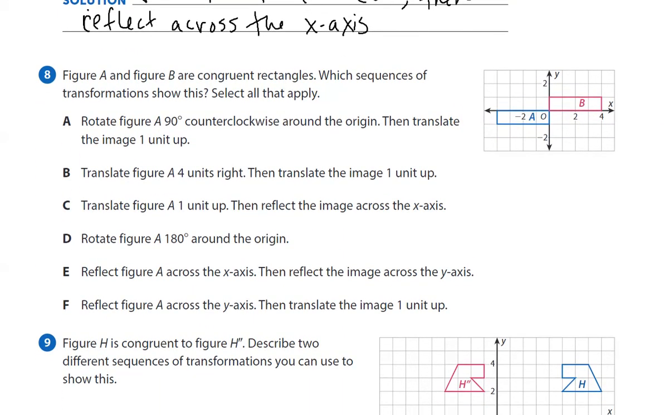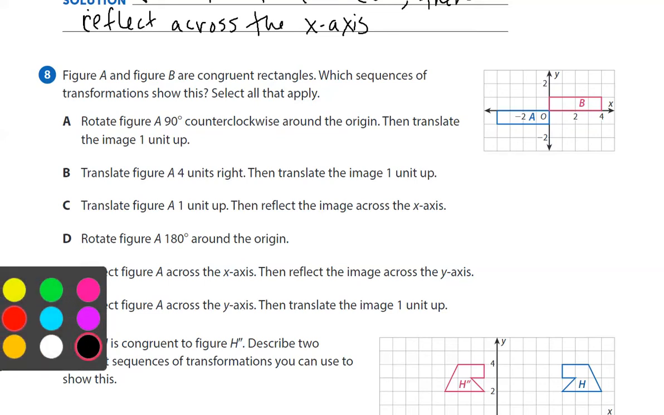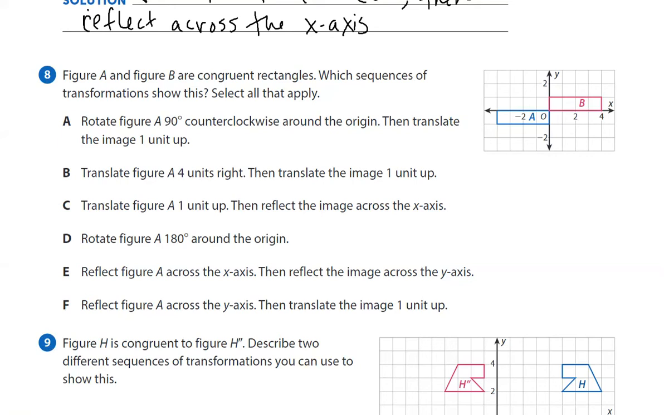Okay, number 8. Figure A and figure B are congruent rectangles. Which sequences of transformation shows this? Select all that apply. So we got to go through A, B, C, D, E, and F. We got to try every single one of these. And I'm going to get your pencil and eraser ready.